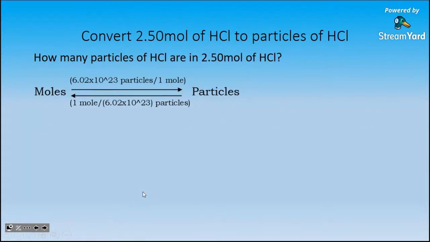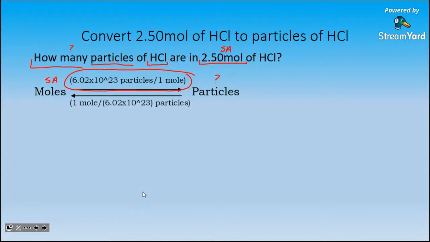Let's look at another one. Again, if at any time you want to pause the video and attempt this for yourself and then unpause it, please feel free to do so. And you can use my work and explanation to check your work. So in this problem, it's asking me how many, so there's my question, particles of HCl, my substance, are in 2.50 moles of HCl. So my starting amount in moles, particles is my question.